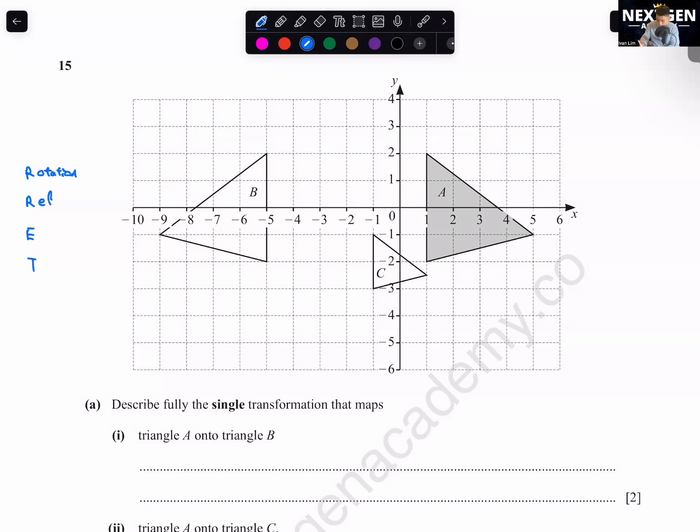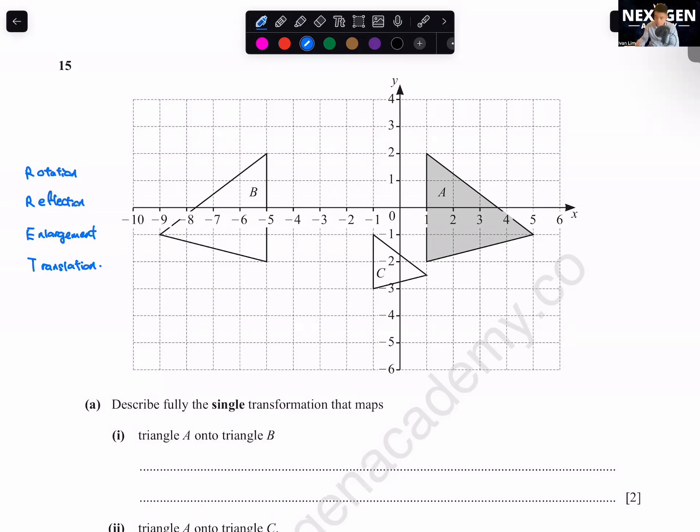Rotation, reflection, enlargement, translation. Only got 4. Don't go and create your own. In our syllabus, we only learn 4 of them: rotation, reflection, enlargement, translation. Think about tikus, 老鼠.